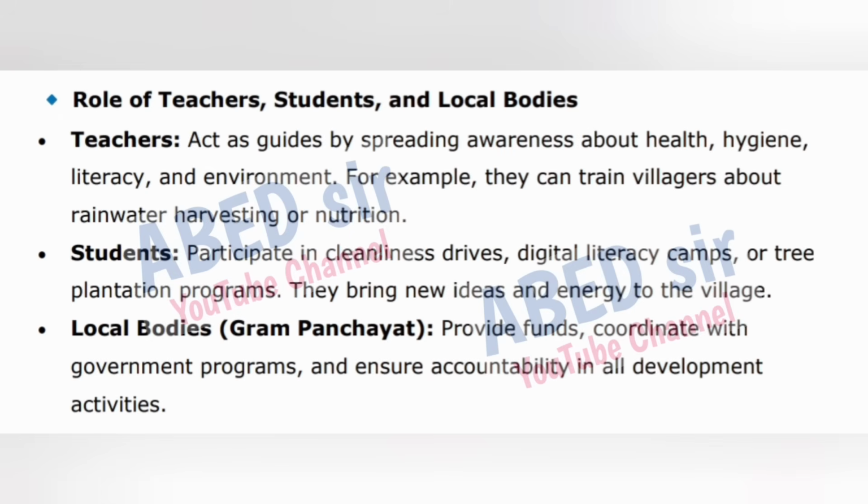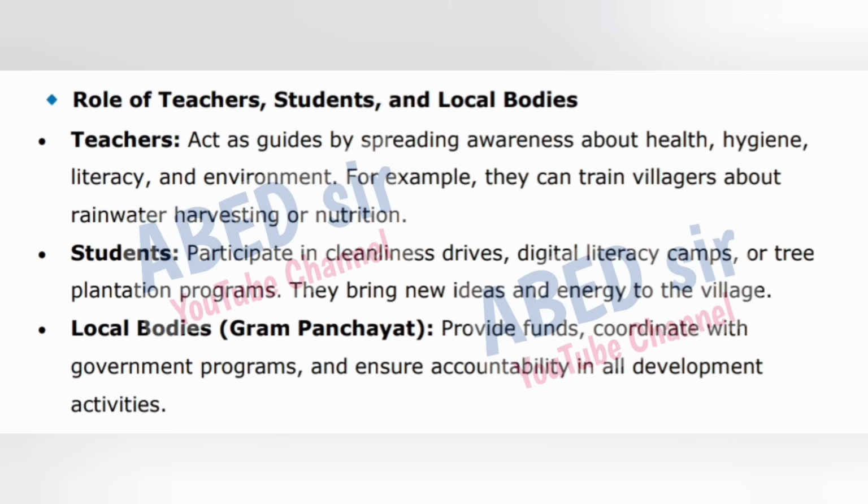Role of teachers, students, and local bodies. Teachers act as guides by spreading awareness about health, hygiene, literacy, and environment. For example, they can train villagers about rainwater harvesting or nutrition. Students participate in cleanliness drives, digital literacy camps, or tree plantation programs. They bring new ideas and energy to the village.